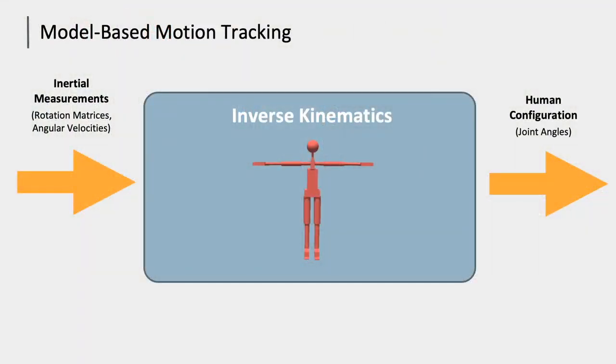In our approach, the human is modeled as a multi-rigid body mechanical system. Inverse kinematics is used for computing the human configuration given a set of inertial measurements. However, finding an inverse kinematic solution as nonlinear optimization is not trivial, and it can be computationally expensive for highly articulated models.